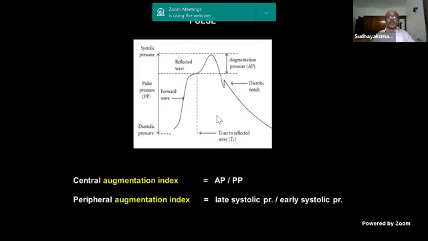So the central augmentation index is the augmentation pressure, which is from the anacrotic notch to the peak, or the early systolic pressure to the late systolic pressure, divided by the pulse pressure, the total pressure. The peripheral augmentation index is the ratio of the late systolic pressure to the early systolic pressure. This is the early systolic pressure, P1. This is the P2. P2 by P1 is the peripheral augmentation index, whereas the augmentation pressure divided by the pulse pressure is the central augmentation index.